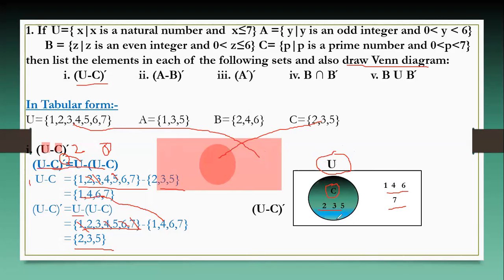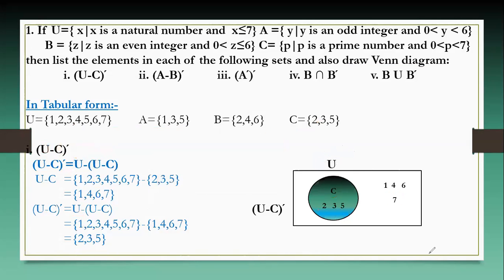Now, after drawing the Venn diagram, step number 2 for the Venn diagram is shading. Shading depends upon the answer. The answer is 2, 3, 5. So just shade 2, 3, 5. That's it. Clear?